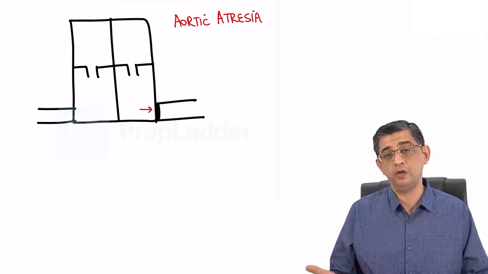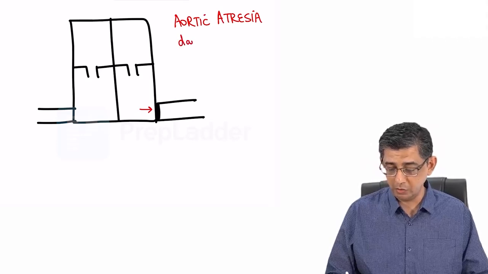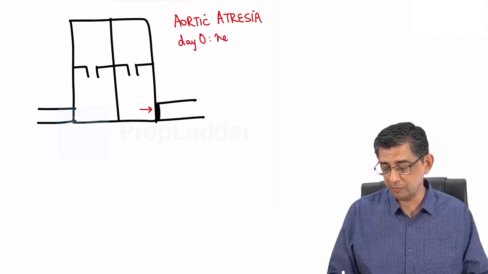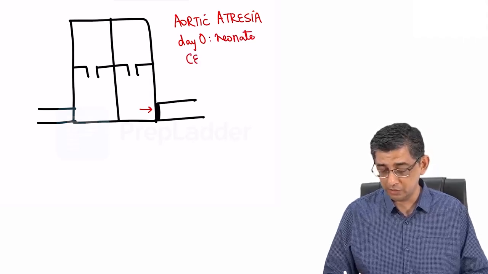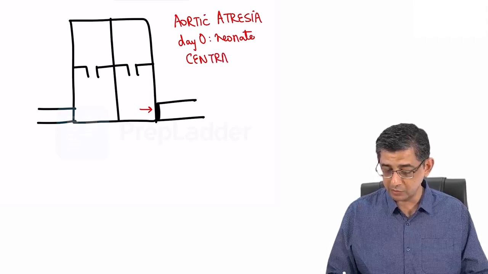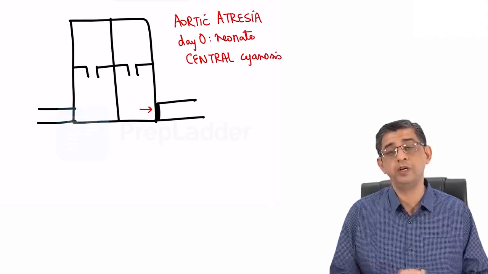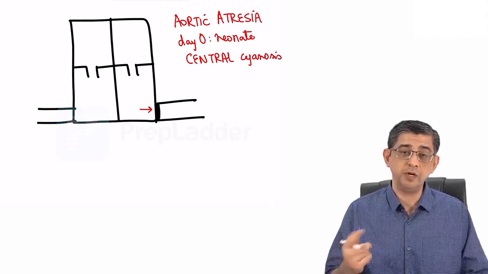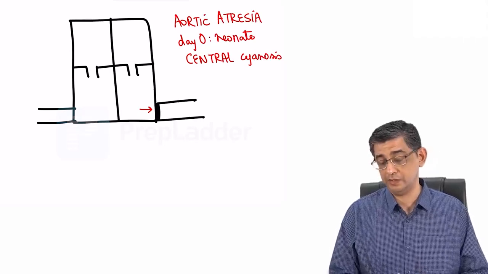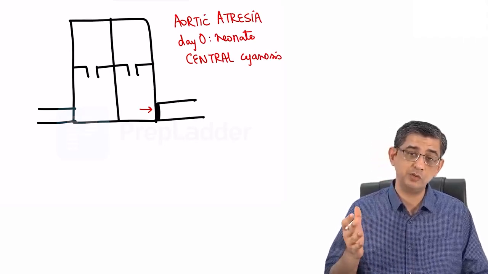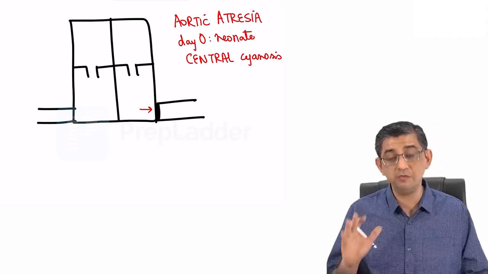If oxygenated blood is not able to reach into the aorta, this newborn baby on day 0 itself will become symptomatic and will again develop central cyanosis. I taught you central cyanosis, the leading cause is transposition of great arteries, but even in aortic atresia, the central cyanosis component will come. The difference from tetralogy of Fallot or transposition of great arteries is that there the problem was with respect to circulations. Here the aortic valve itself is not there.